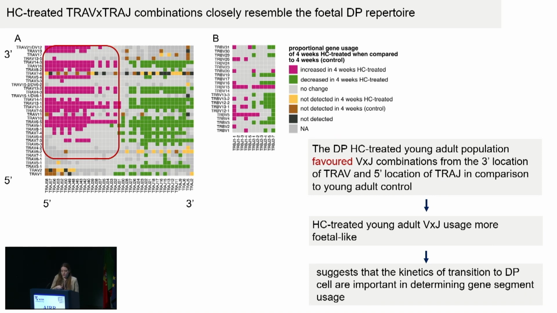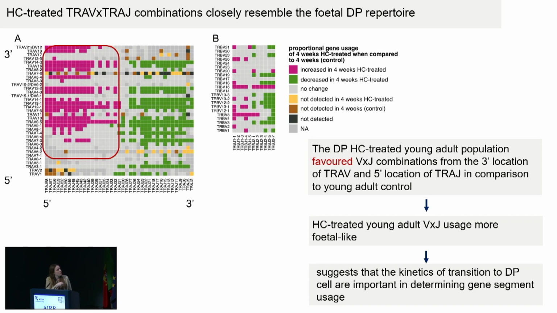And then we again looked at the V times the J combinations, as you can see here. In pink, you have what is increased in the 4 weeks hydrocortisone treated, and in green what is decreased in the 4 weeks hydrocortisone treated in comparison to the untreated young adult. As you can see, there is an increase in the 4 weeks hydrocortisone treated on this side of the heat map, so in the 3' location of TRAV and the 5' location of TRAJ, just like in the fetus.